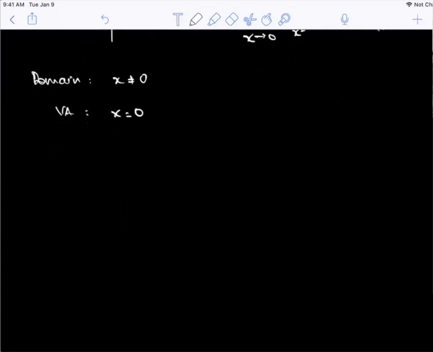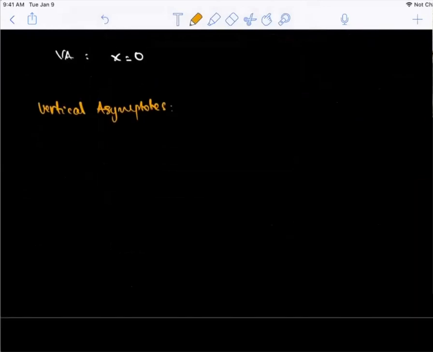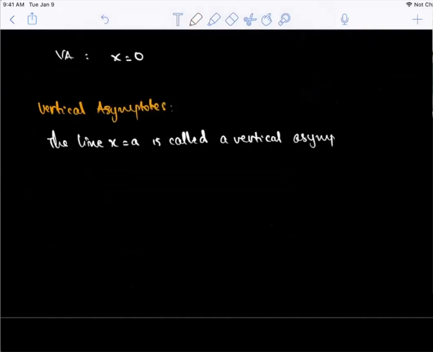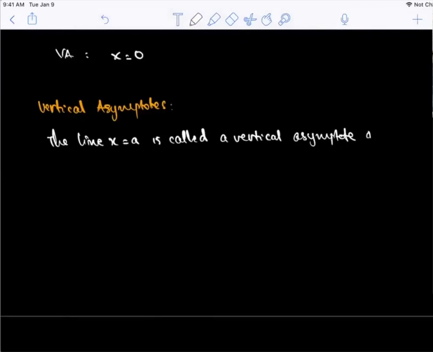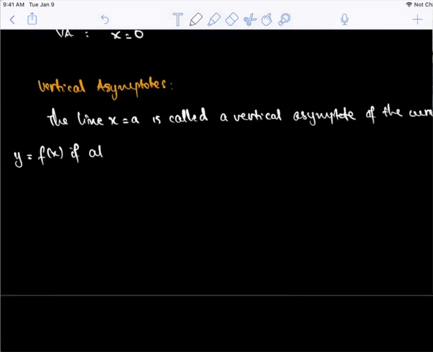So for vertical asymptotes, the line x equal to a is called a vertical asymptote of the curve y equal to f of x if at least one of the following statements is true.